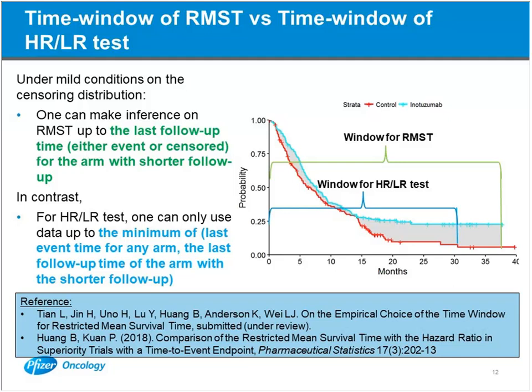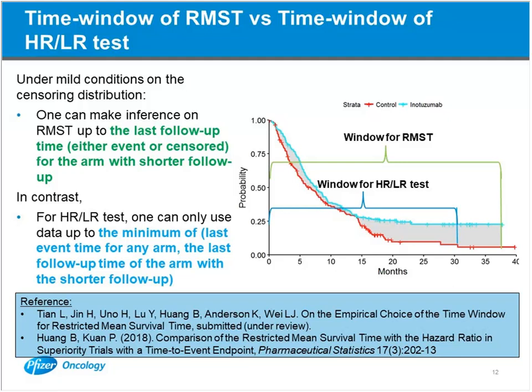that for the RMST. Under mild conditions on the centering distribution, one can make inference on RMST up to the last follow-up time, either event or censored, for the arm with shorter follow-up. An asymptotic can be established, even though tau is a random variable here. In contrast, for hazard ratio and log-rank test, one can only use data up to the minimum of the last event time for any arm, the last follow-up time of the arm with a shorter follow-up.